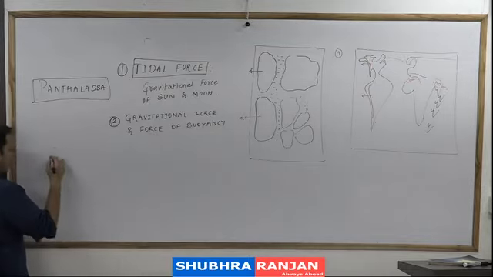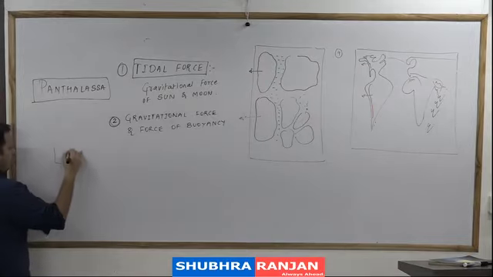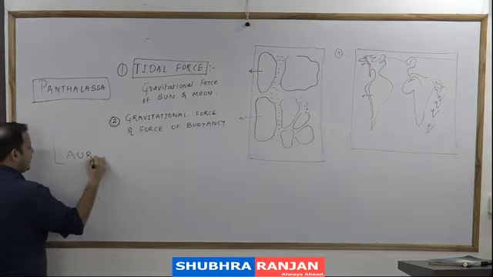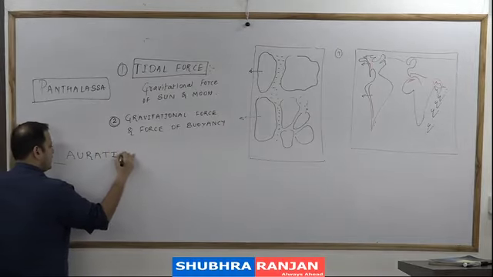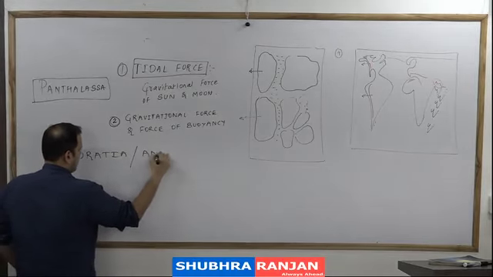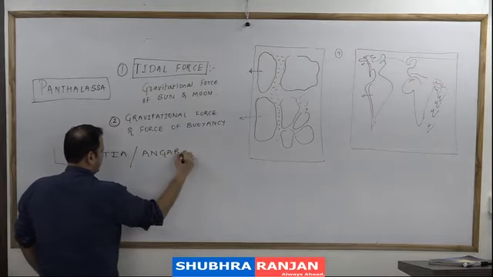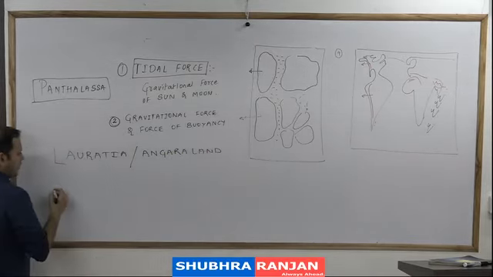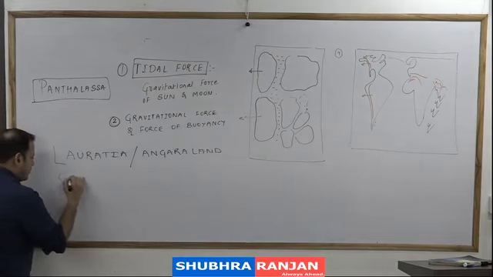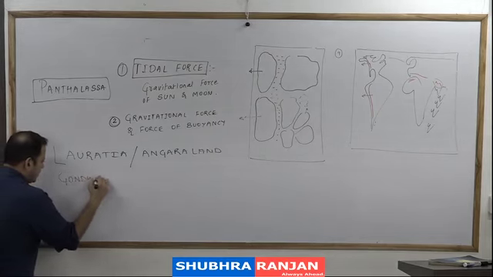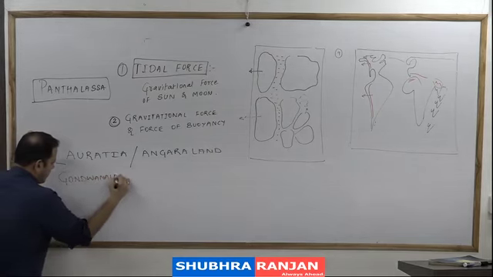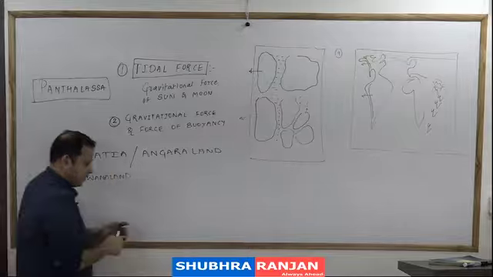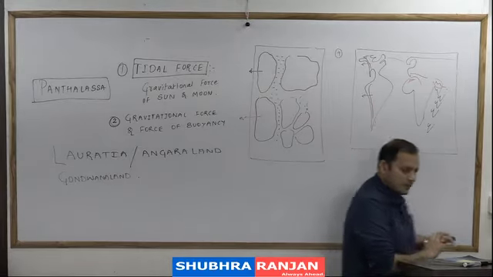The northern part was known as Laurasia or Angara land, and the southern part was known as Gondwana land.